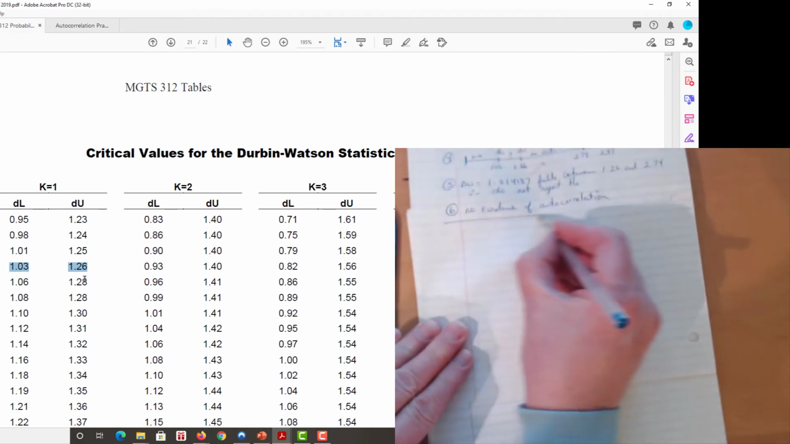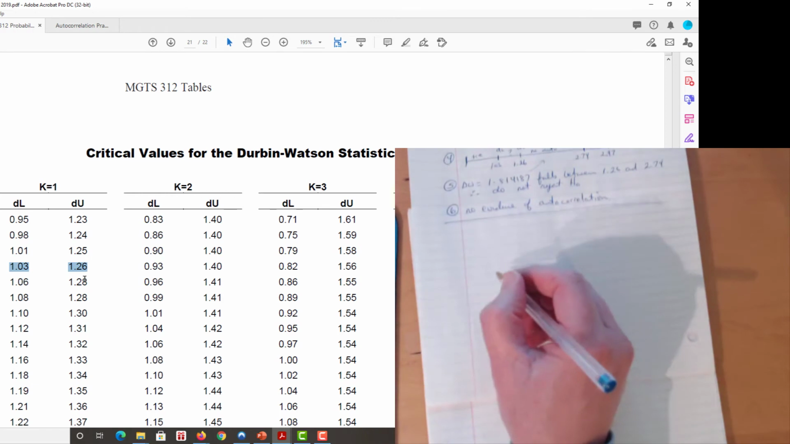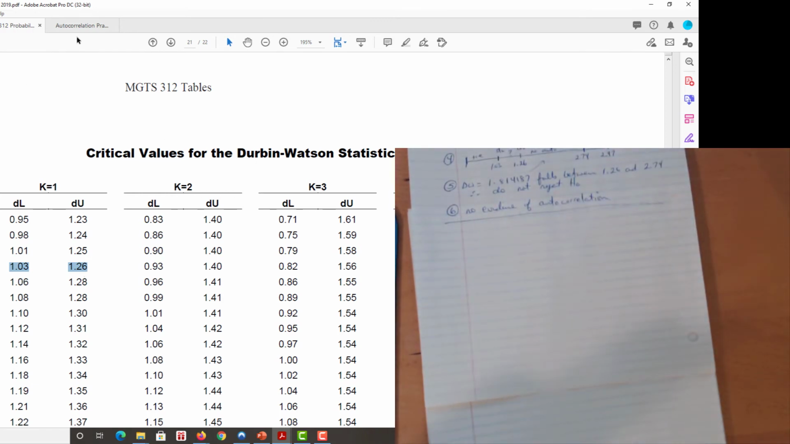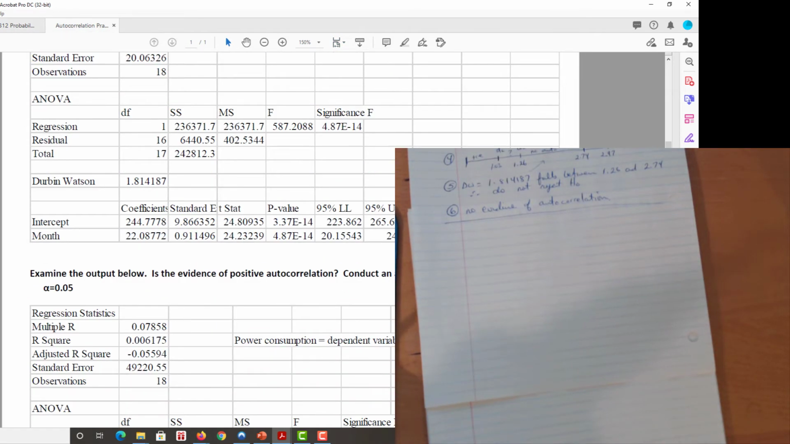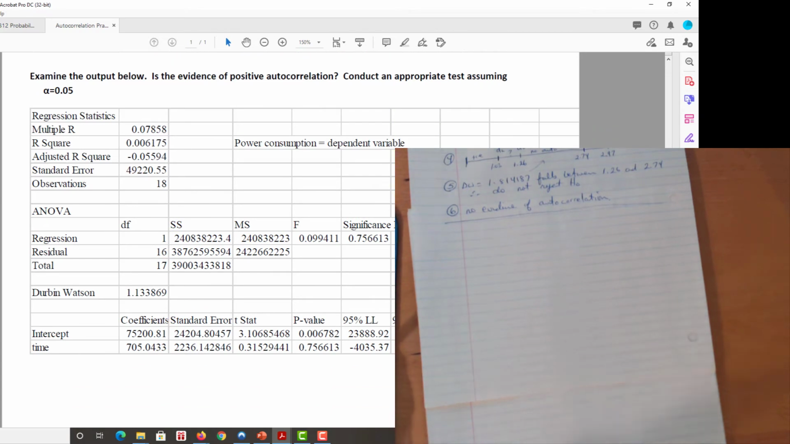All right, so let's cut that off and let's start the next one. Hey, if one was fun, the next one is even more fun. So this one asks for a specific style of autocorrelation. Is there evidence of positive autocorrelation?